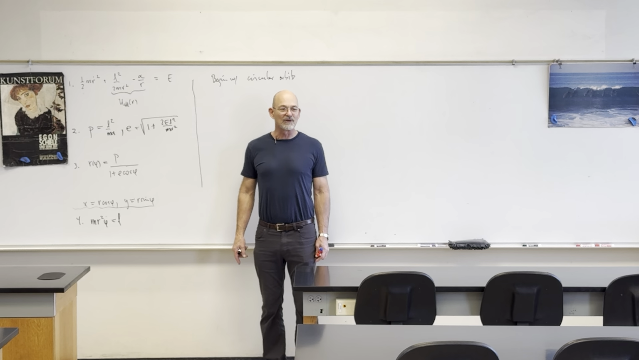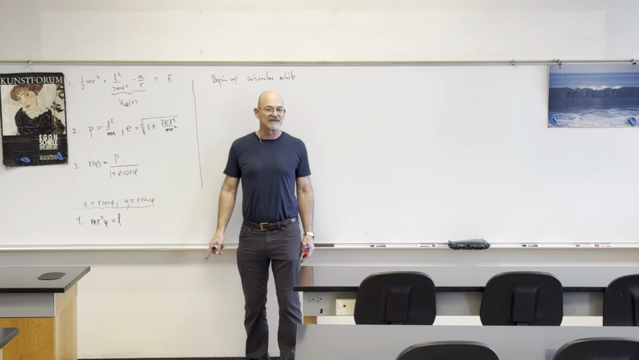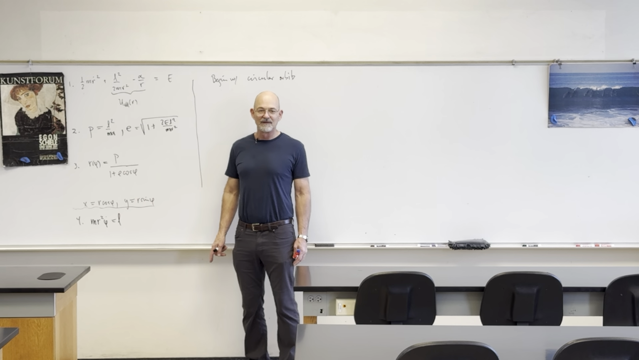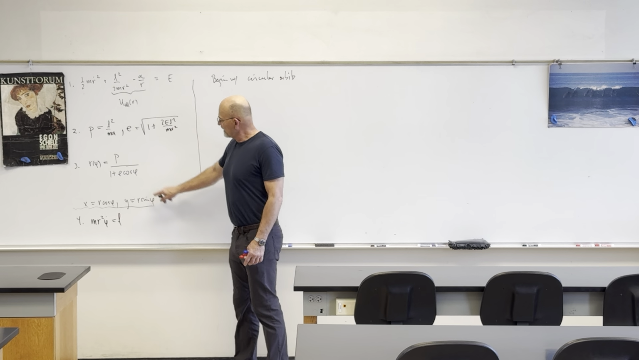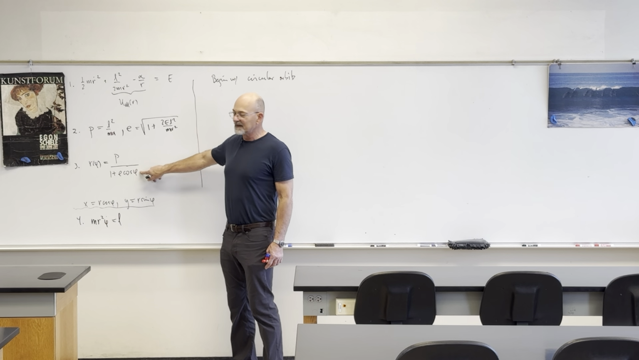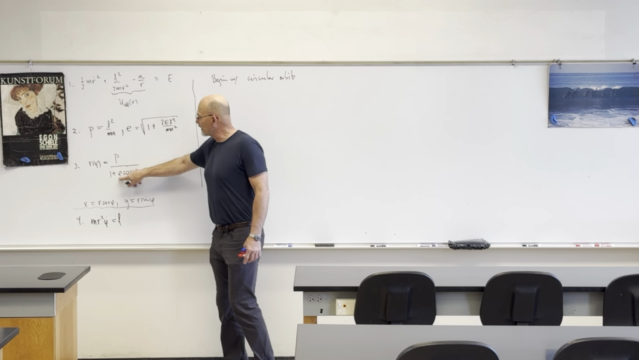What characterizes a circle? R is constant, right? So when would R of phi be constant here? So we've got to analyze this thing. Here on the left, it's when it doesn't depend on phi, which means this E has to be equal to 0.